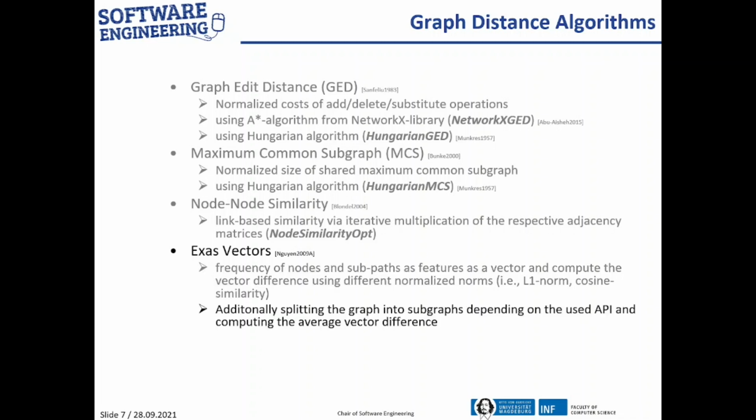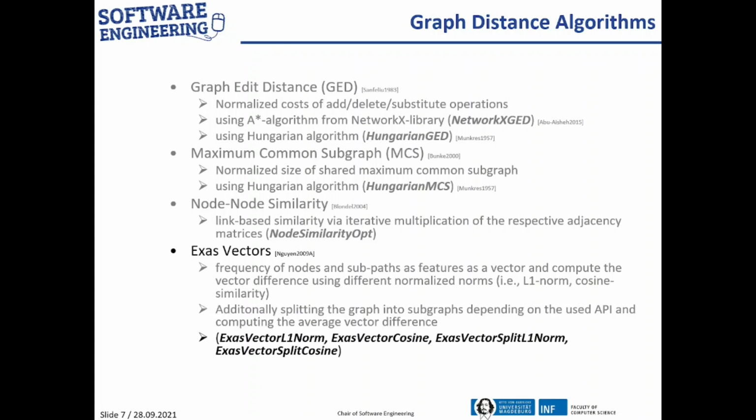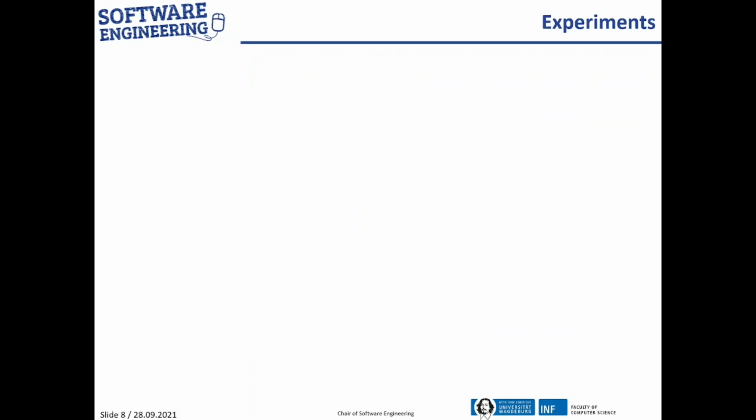Moreover, we also have another additional splitting technique where we split the AOG into multiple subgraphs depending on the used APIs, and then generate multiple vectors for each graph, compute multiple distance values, and compute the average value as the final distance value. And these are the four variants we have here.